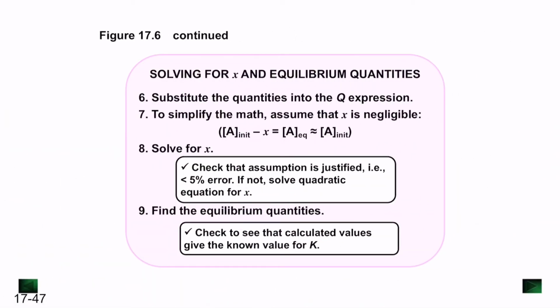Now, if you have initial minus x equals the equilibrium concentration, and the x value is minute, we can write it as nearly equal to the initial concentration. I'm sorry, this is x times the equilibrium concentration. So we can write it as the initial concentration based on the justification that you have less than 5% error. And finally, find the equilibrium quantities.